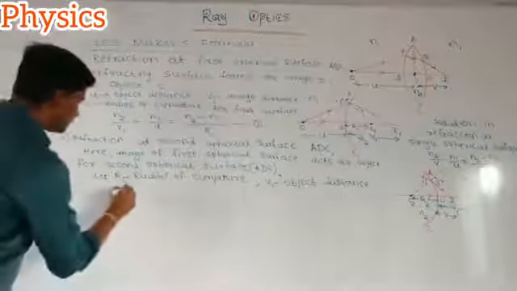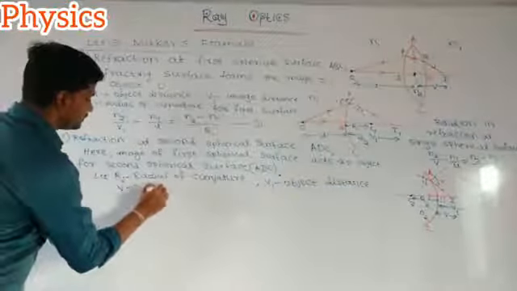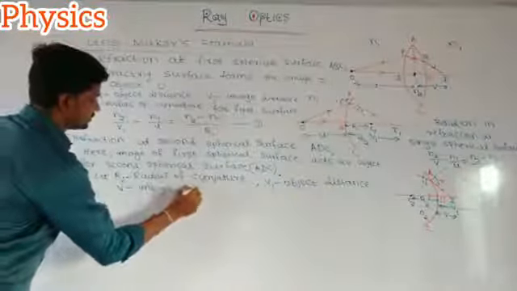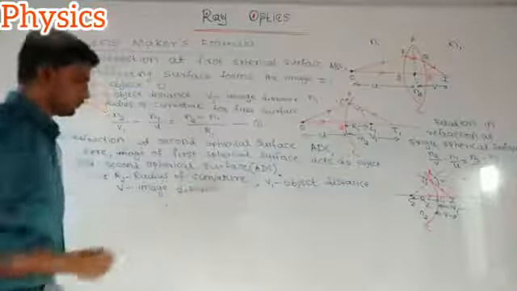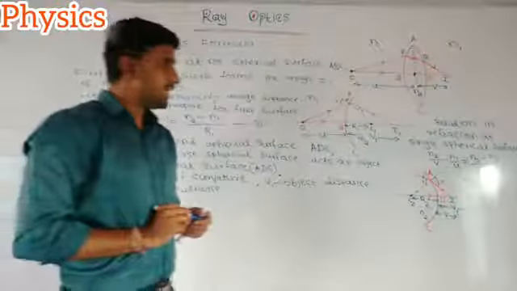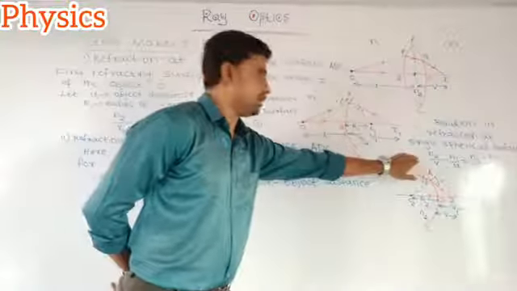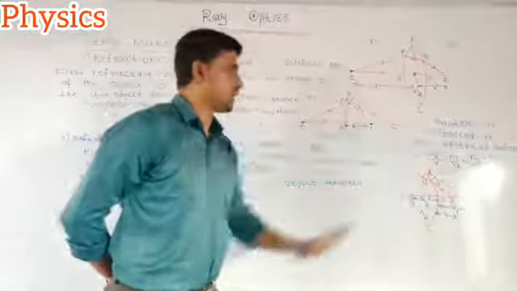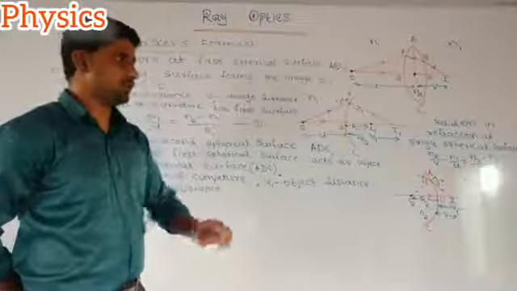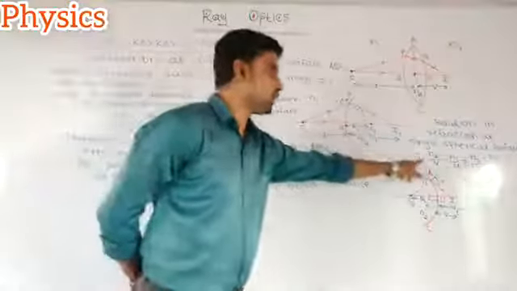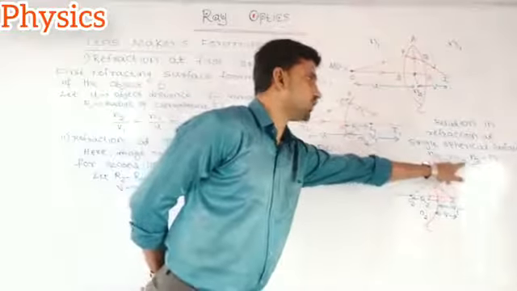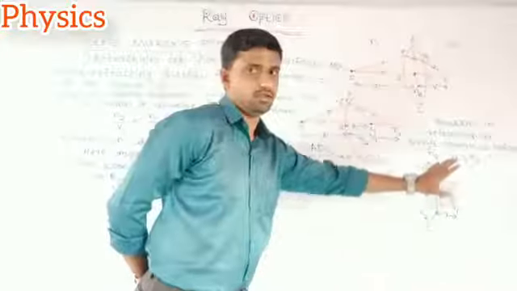Let V be the image distance. In this case, again I am using the relation we got from refraction at a single spherical surface. That relation is n2 by v minus n1 by u is equal to (n2 minus n1) divided by R. That relation again I am going to use here.